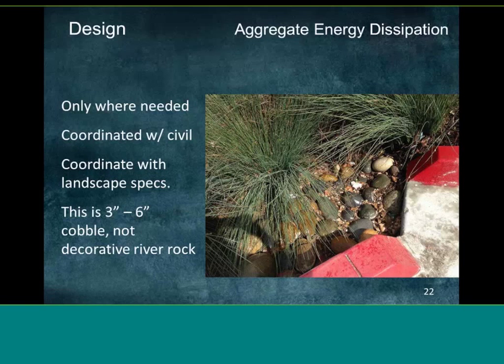It needs to be a 3 to 6 inch cobble. We recently had a project hit by what's been estimated to be as much as a 100-year storm, and 3 to 6 inch cobble moved. And so I've seen situations where a landscape plan showed river rock cobble, and it was a 1 to 2 inch cobble. If that was used for energy dissipation in a bioretention system that was hit by a large storm, it's gone. So we really need to make sure that we're not confusing the materials.